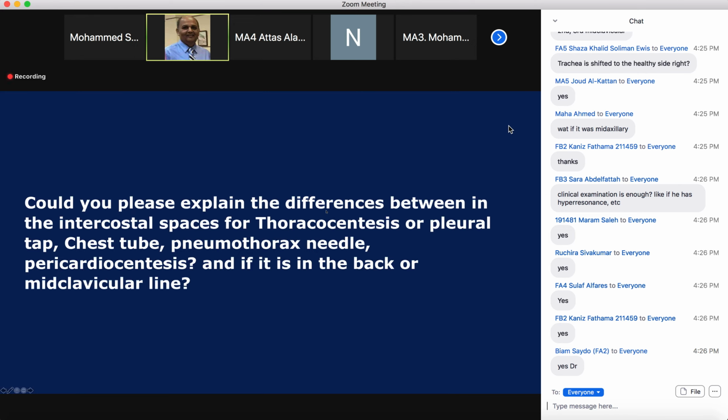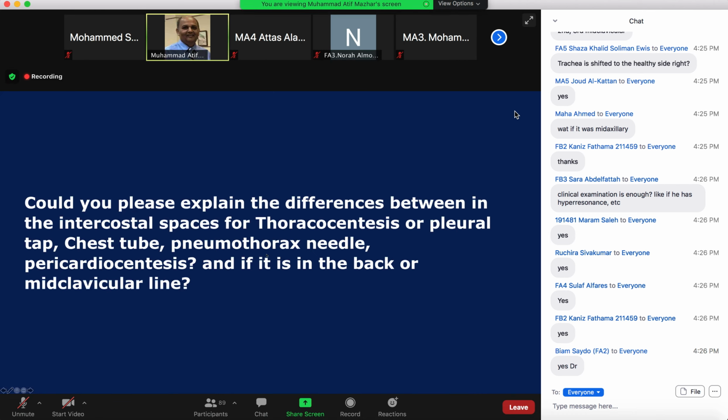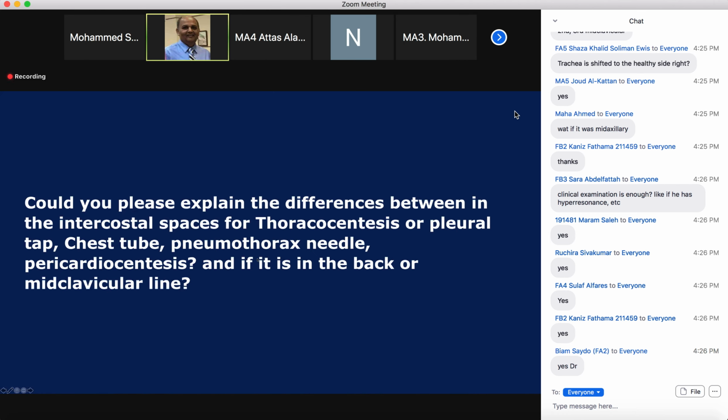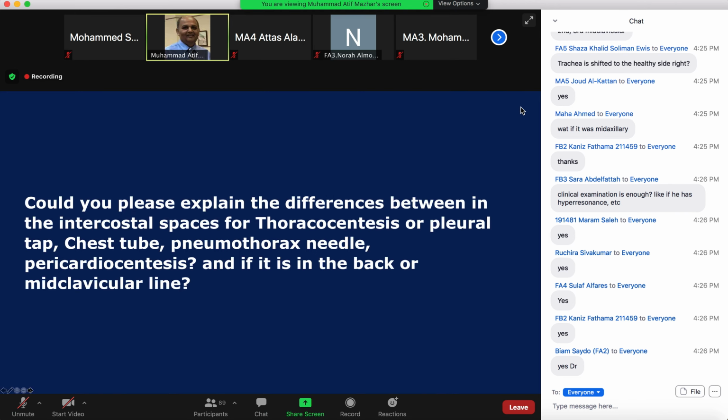You are interested to know where we are doing thoracocentesis or pleural tap, where we are inserting a chest tube, and where we are inserting a needle for pneumothorax, especially when it is a tension pneumothorax, or you want to decompress it, you want to deflate the balloon.